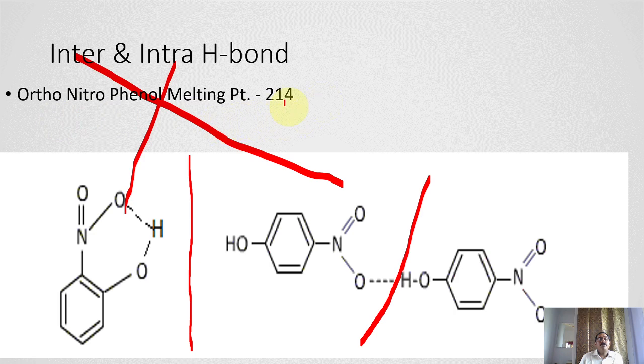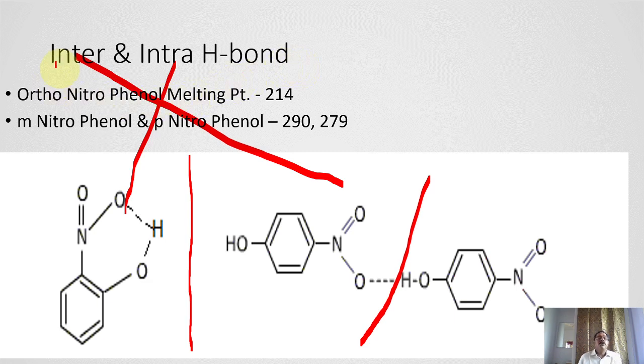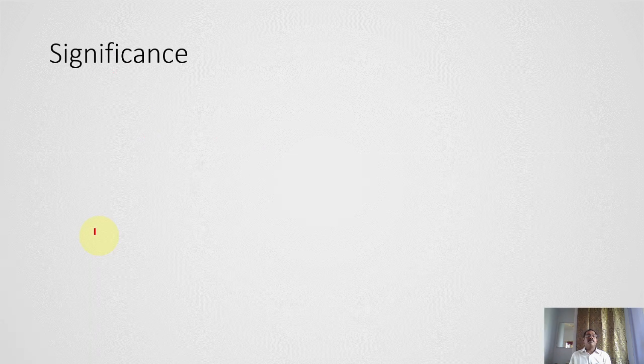The ortho-nitrophenol melting point is different from that of meta- and para-nitrophenol, it is like this. So we have two types of hydrogen bond. One is called inter and another is called intra. Inter means between and intra means within. Many examples are there, but I am showing you one example.